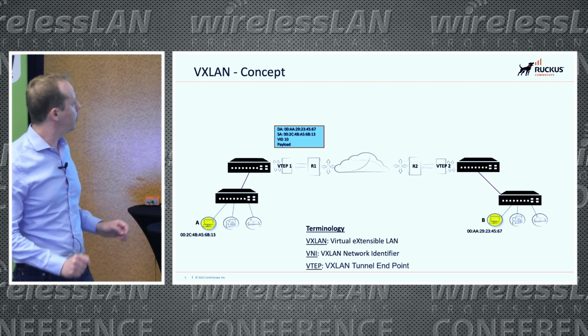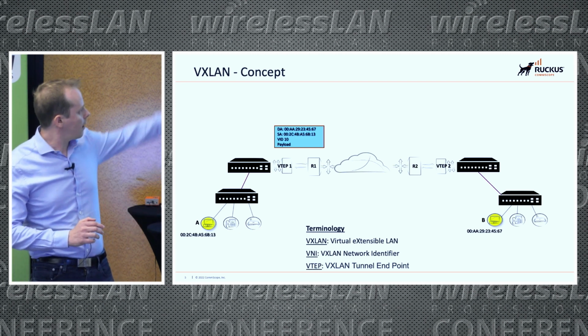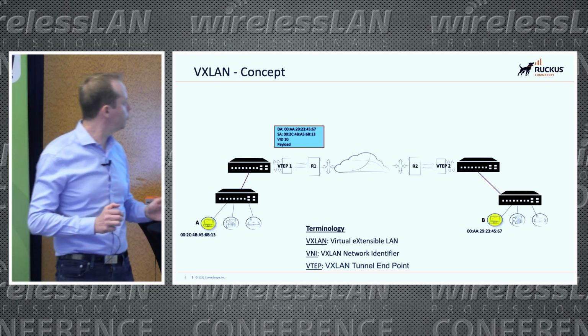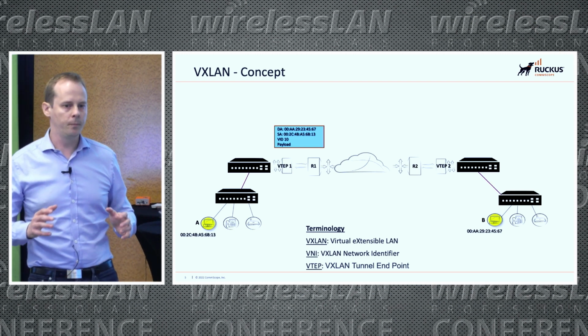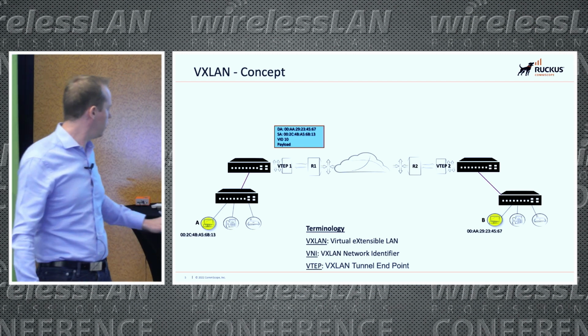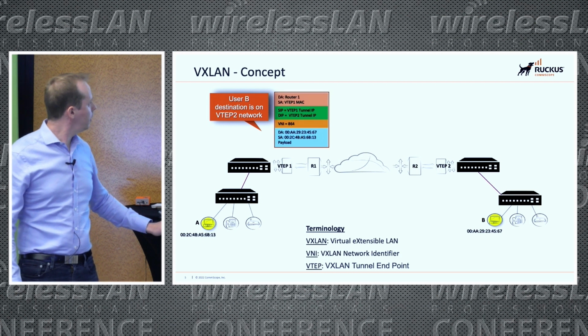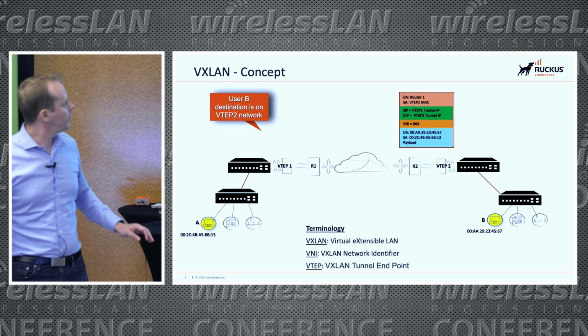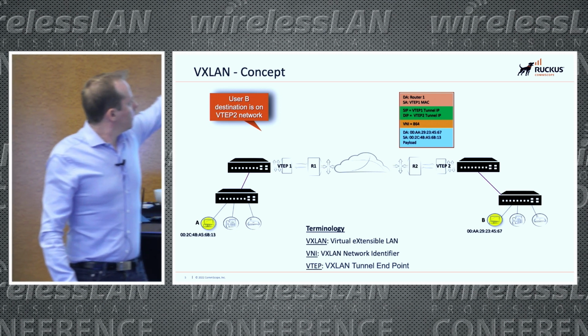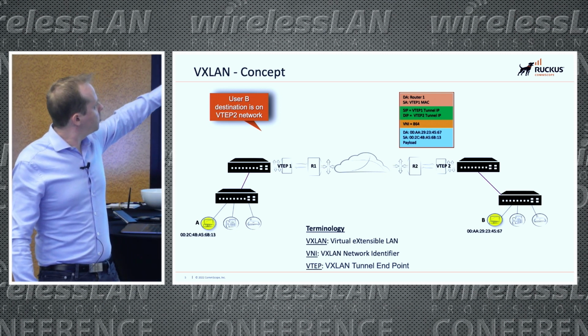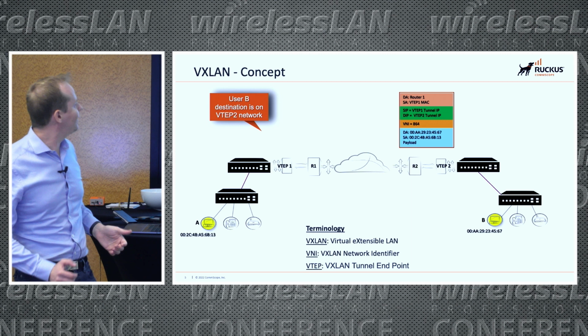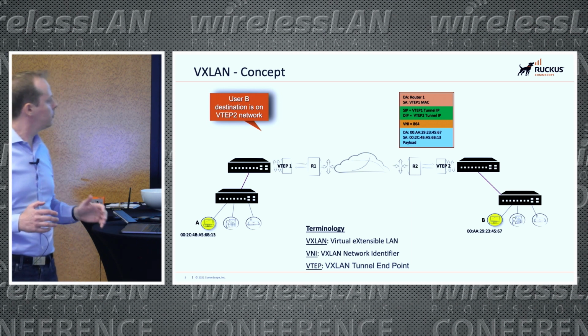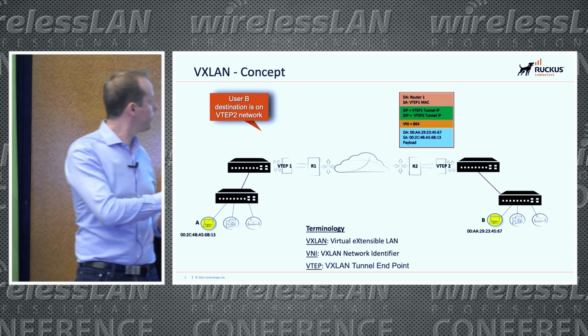And the VTEP will say, okay, right, client B is just after the VTEP2. So what I'm going to do is take the frame and put it into a datagram as a payload. This way, I'm able to push it over there. As you can notice, inside the datagram I have an information named the VNI, which is the VXLAN network identifier. This is like the VLAN ID, but for VXLAN.